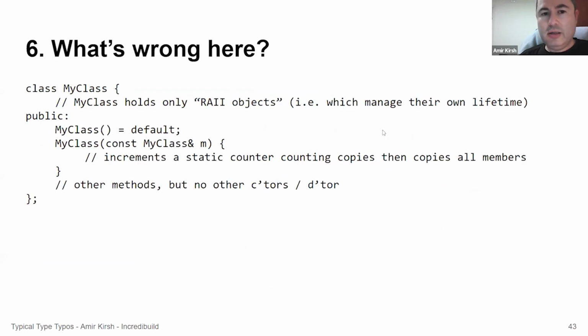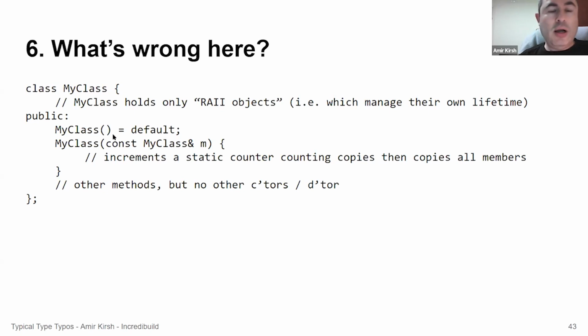What's wrong here? Well, let's see what we have here. We have a class, okay? And the class holds only RAII objects. Let's talk about what I mean when I say it holds only RAII objects. RAII stands for resource acquisition is initialization, which means that I hold here objects that manage their own lifetime. They get alive, they allocate maybe things, but when they are dead, they deallocate. So all objects that I hold are managed.